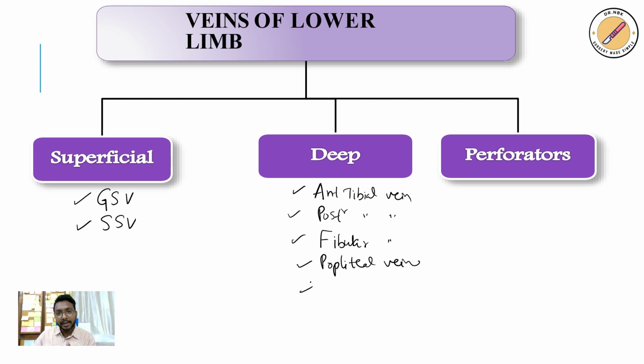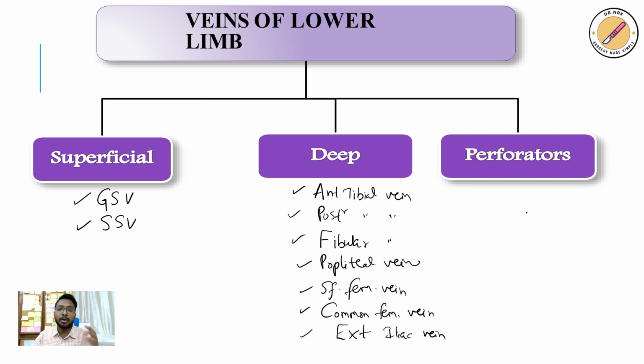And this popliteal vein will continue as superficial femoral vein, which will be joined by deep femoral vein to form common femoral vein. And this common femoral vein will continue as external iliac vein. I'll show you the figure. Now coming to perforators, there are so many perforators in the lower limb, but only few are named, and we need to remember those names.